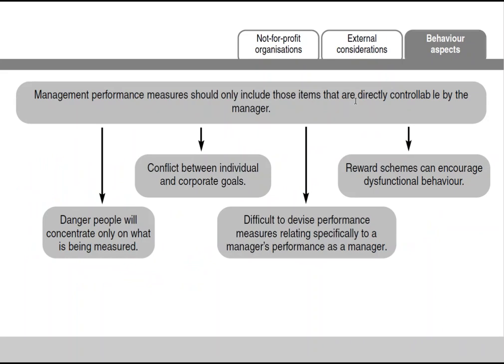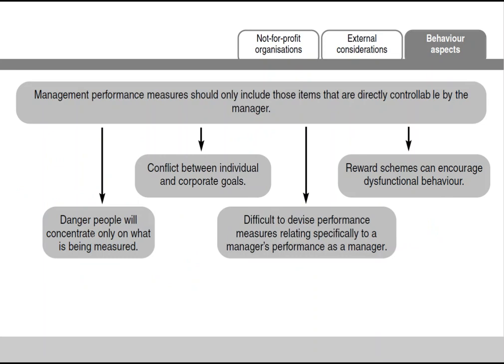Okay, management performance should only include those items that are directly controlled by the managers. We study that in budgets as well. We study that in variances as well. Only those things that they have control of, they should only be made responsible for that.